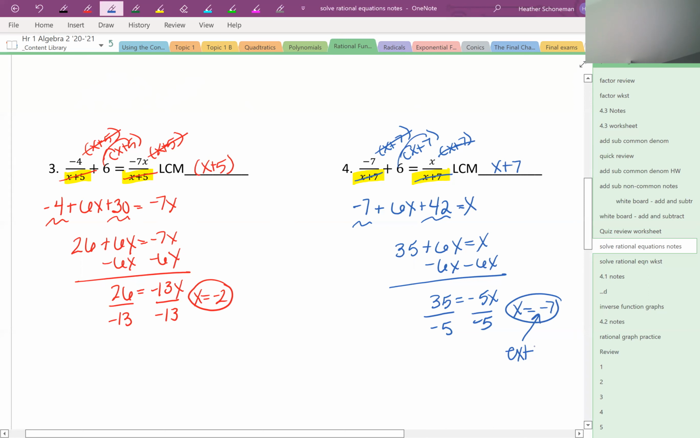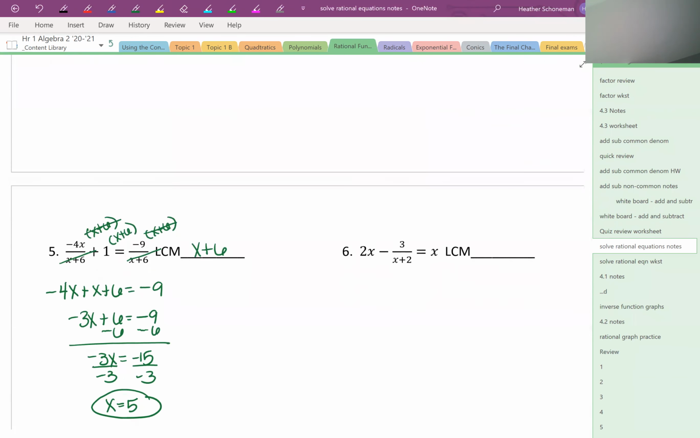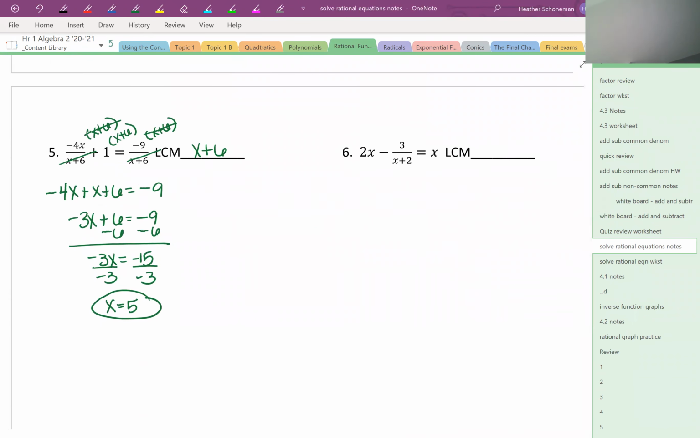Okay, I want you to pause the video and do number 5 on your own. See if you can work it out. It's just like the ones we've been doing. Okay. Hopefully you were able to get that x was 5. Your least common multiple was x plus 6. Multiply everything by x plus 6, and then you can solve your equation.